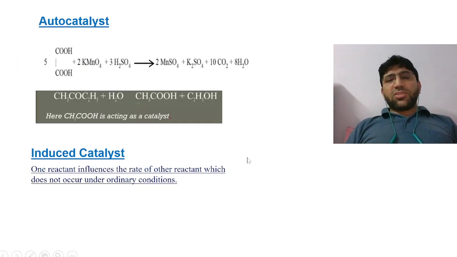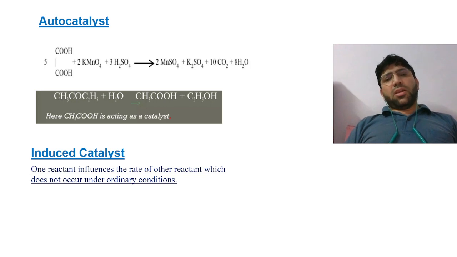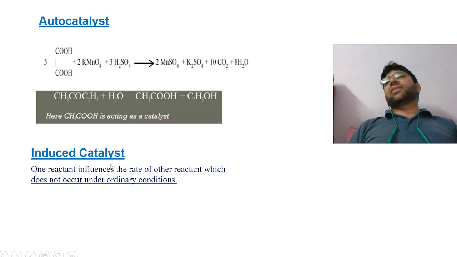We also sometimes use the term autocatalyst. What is an autocatalyst? Autocatalyst means when the product itself acts as a catalyst. For example, in the oxidation of oxalic acid by potassium permanganate, manganese sulfate is produced which acts as a catalyst. So when the product acts as a catalyst, it is called autocatalysis. Similarly, hydrolysis of esters produces acetic acid, and sometimes this acetic acid acts as a catalyst. It is also called autocatalysis.